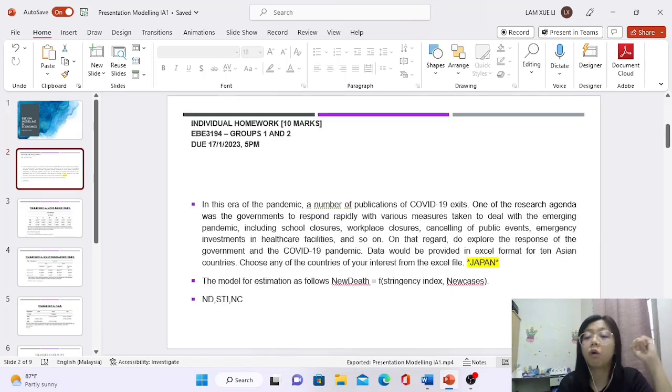The question is about COVID-19. We are asked to do an estimation for the model, as you can see. And the case I choose is Japan.